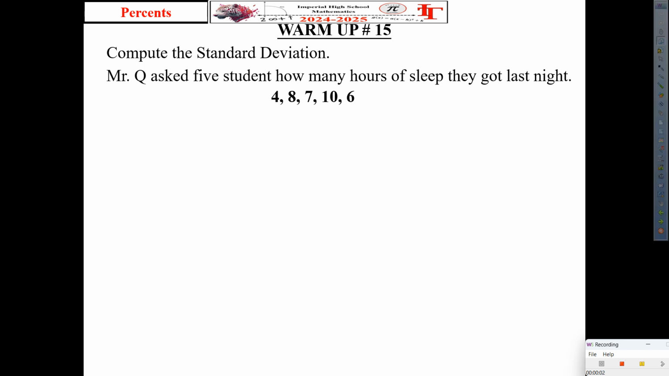Warm-up 15 should come up as soon as you log on. I only gave you one problem today because I want us to get straight into the lesson. Today we are moving on. So the problem is compute the standard deviation. It reads, Mr. Hughes asked 5 students how many hours of sleep they got last night. Responses were 4, 8, 7, 10, and 6. Find the standard deviation. I'll give you some time, and go.